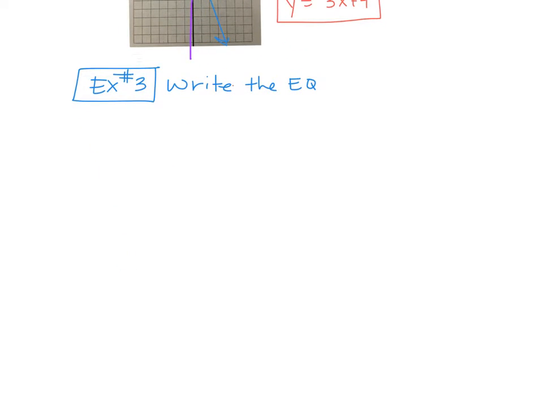Okay, example 3. Write the equation in slope-intercept form. And then I want to know what's the slope, what's the y-intercept. So here is our first one.